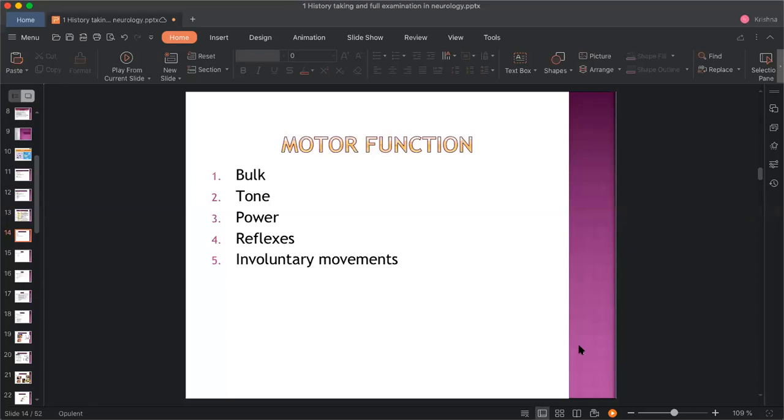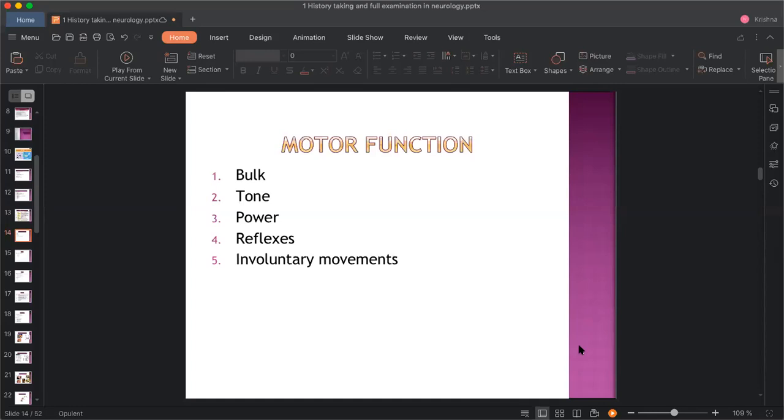That is called tone. Now power is when I want to do something, when I want to lift something, when I ask the patient, can you push me or can you pull me, or when I ask the patient to lift some weight from the ground, or to lift their upper and lower limbs. This is power. So judging the power is a very important one. I'll talk about this a bit later.